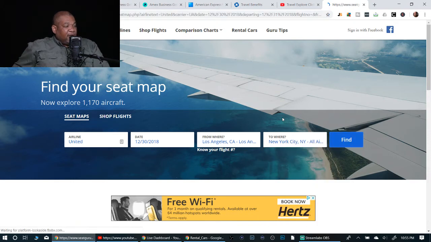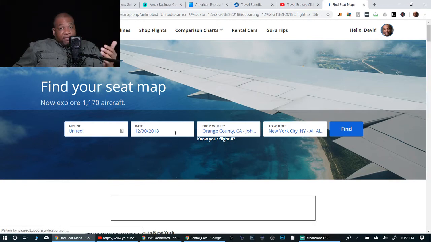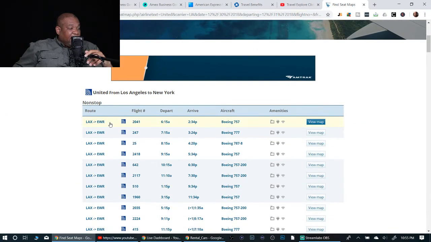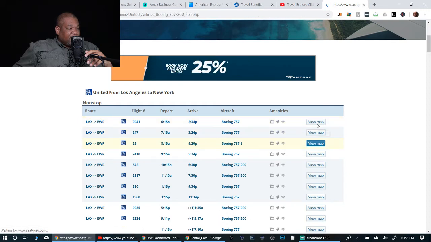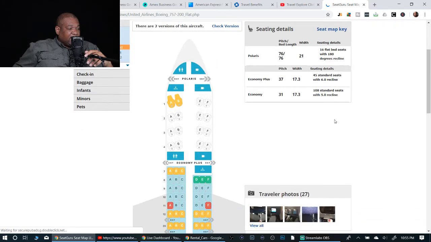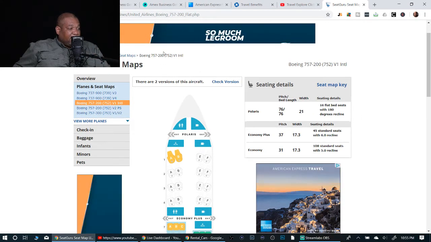So the reason that I like going on here is that, depending on where you're flying and when you're flying, they'll show you the exact plane that you're going to be flying on. And they'll show you what the business class looks like. This is the actual plane I would be flying on if I were going to fly today from Los Angeles to New York. You can even put down the flight number and it will pull up the exact plane.